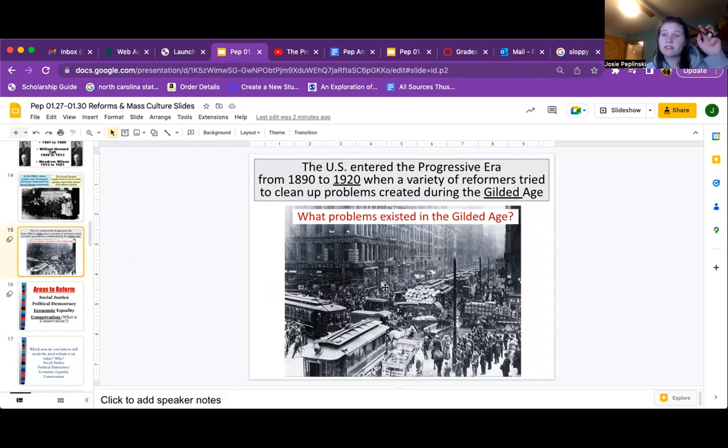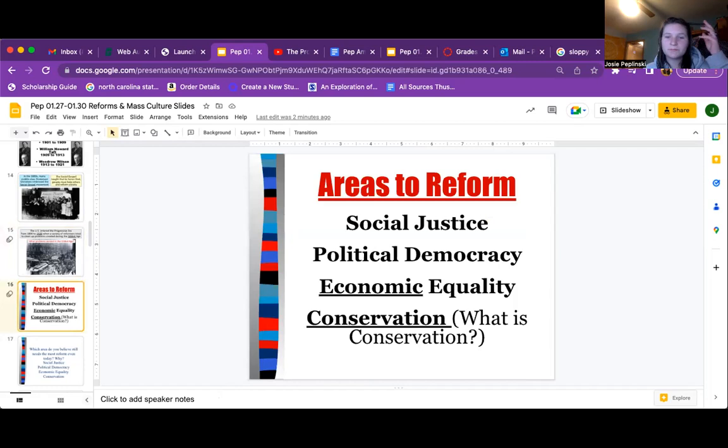What kinds of problems existed during the Gilded Age? We've got overcrowding in cities, we've got robber barons, we've got poor city conditions like poor conditions in meatpacking industries, unsanitary conditions in the cities. Those are some examples. Areas that people want to reform include social justice, political democracy, economic equality, because remember there are huge wealth gaps during this time, and conservation.